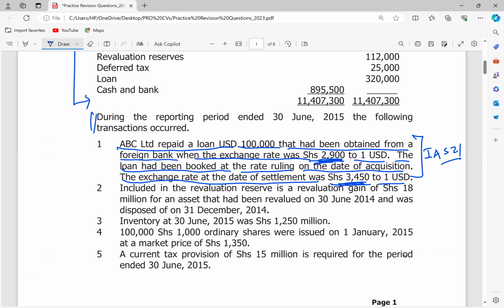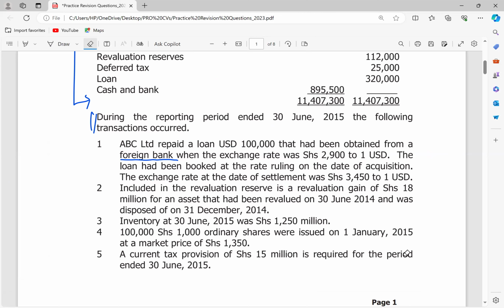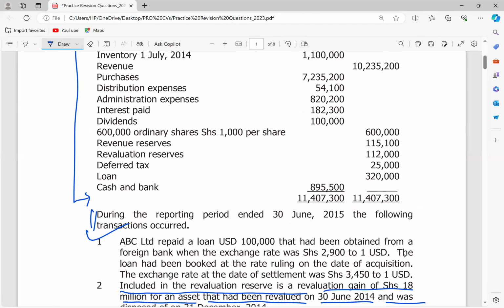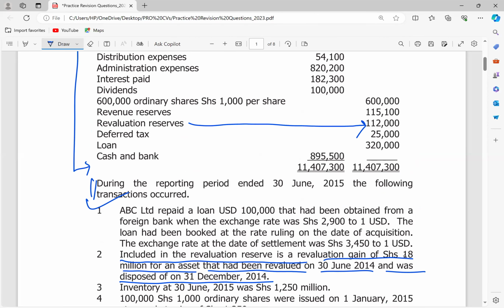In the second point here, an additional piece of information, we're told that included in the revaluation reserve is a revaluation gain of 18 million for an asset that had been revalued on 30th of June 2014 and was disposed of on 31st of December 2014. So let us see. Revaluation reserve is right here. Within this figure, there is an asset that was disposed of.